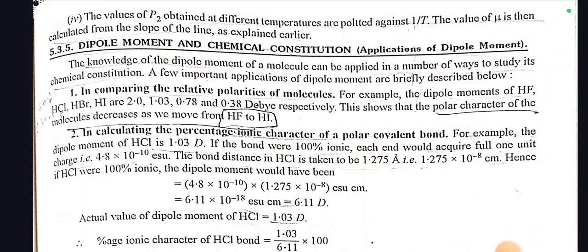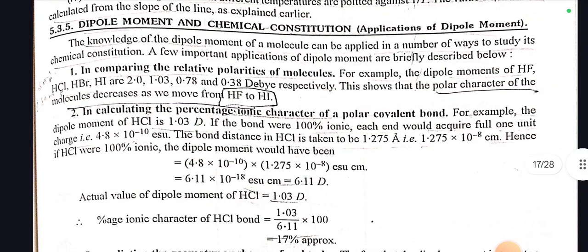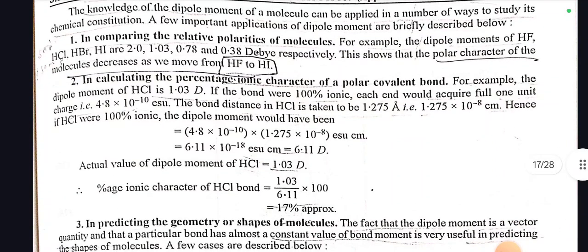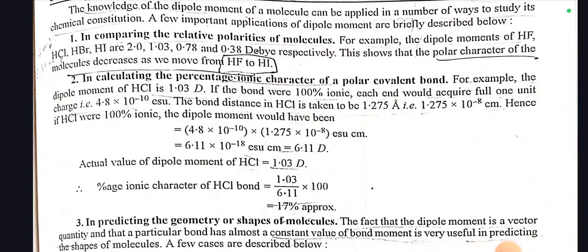First, in comparing the relative polarities of molecules. For example, the dipole moments of HF, HCl, HBr, HI are 2.0, 1.03, 0.78 and 0.38 D respectively. This shows that the polar character of the molecule decreases as we move from HF to HI. Second, in calculating the percentage ionic character of a polar covalent bond.